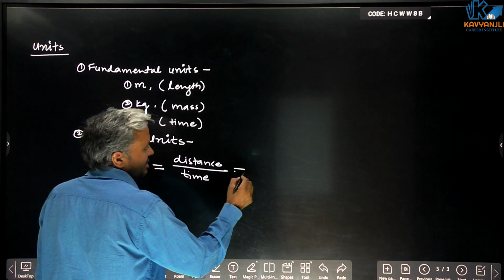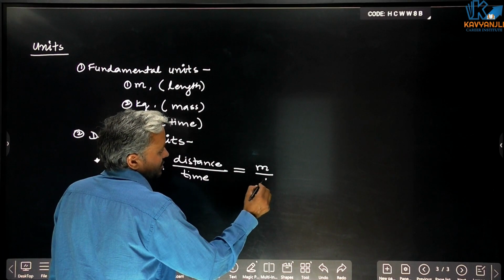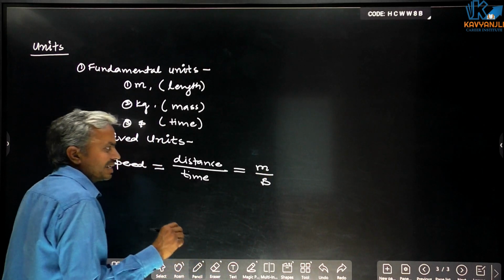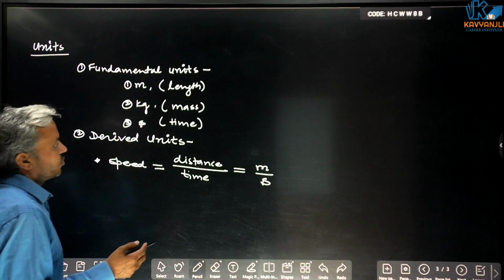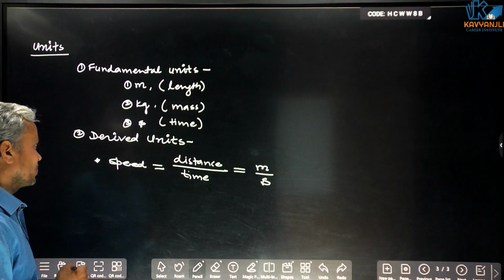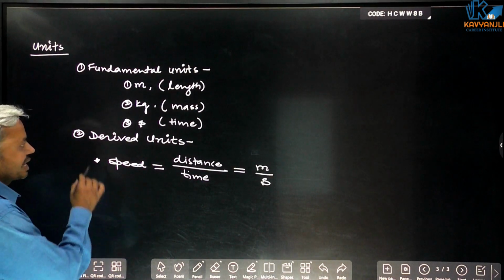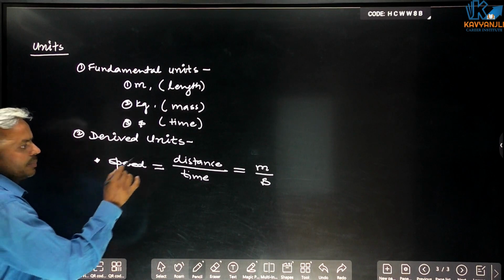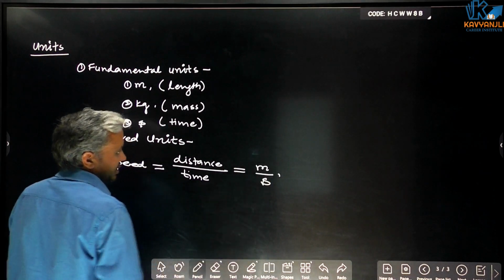So distance is measured in meters and time in seconds. So using meter and second, we calculated another quantity, speed. So speed is a derived quantity and meter per second is a derived unit.